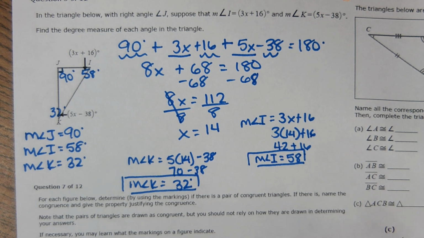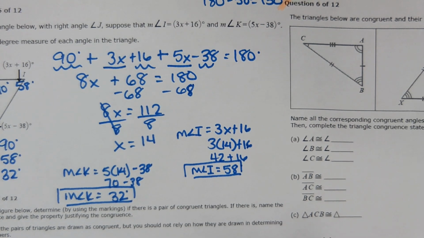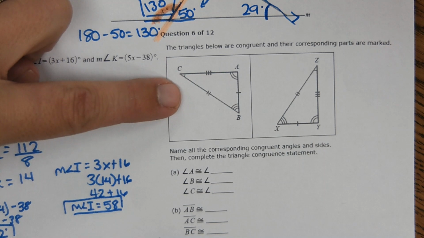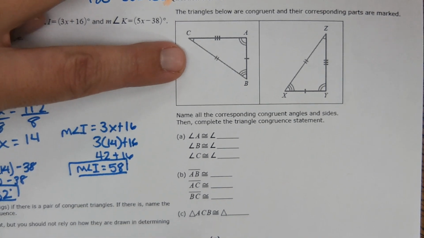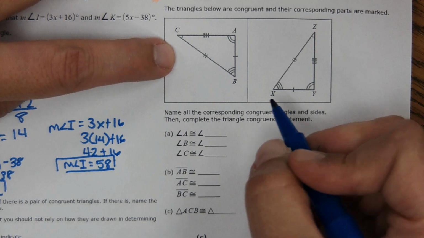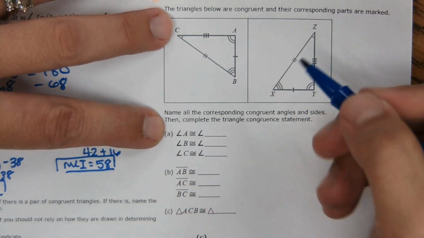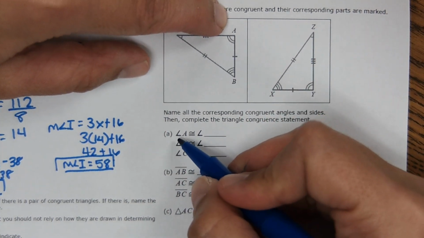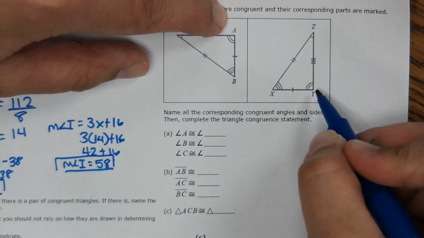Okay, and then number 6 over here, it says you have two congruent triangles. It asks you to identify corresponding parts, so it wants matching parts. So we're going to find matching angles. Remember, you're looking for the same amount of arcs. So angle A is congruent to angle what in this picture?